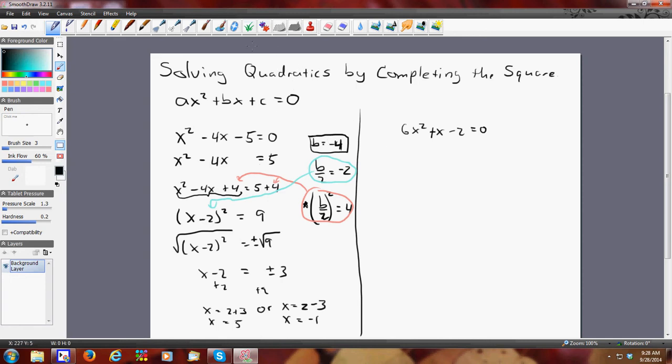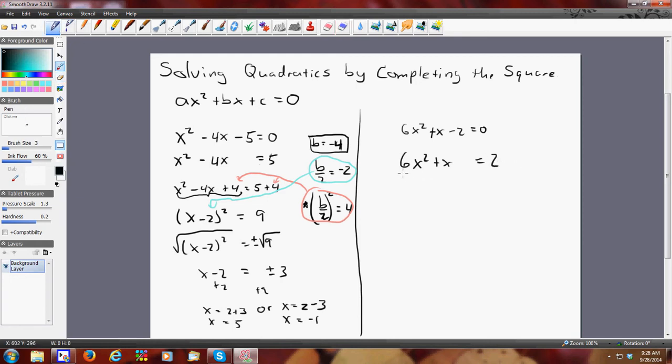The steps here are a little bit tricky, and I am aware of that. So I'm going to give you another example. In this example, a does not equal 1. So the first thing I'm going to do is move over my c. That's actually the first step always. And that's supposed to be a 2. So when I move my c over, I get 2.